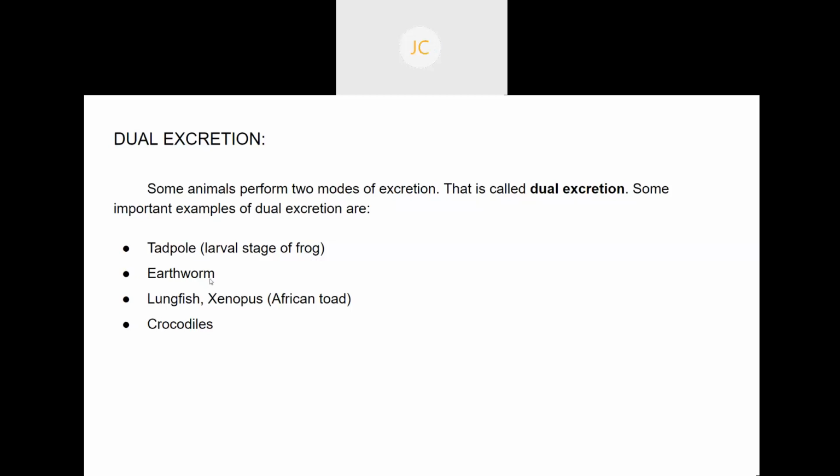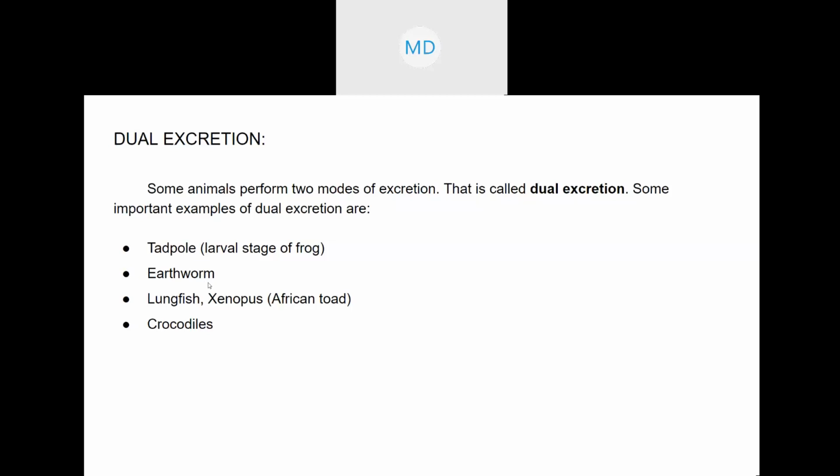Earthworm is actually not the same case. Earthworms live in an environment where there is plenty of water. When an earthworm stays in an environment with plenty of water, it shows ammonotelism. And when it stays in places where there is less water, it shows ureotelism. Means same as tadpole, but all through the life.